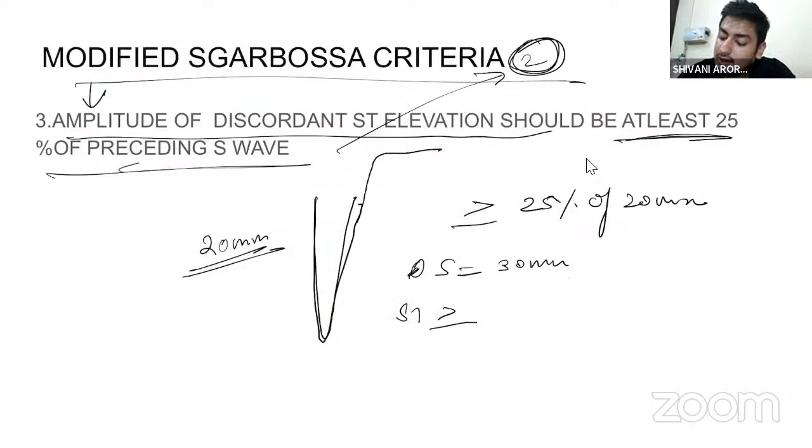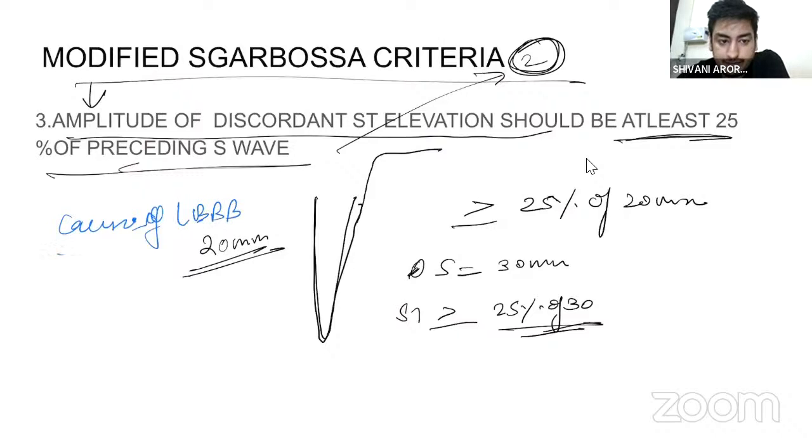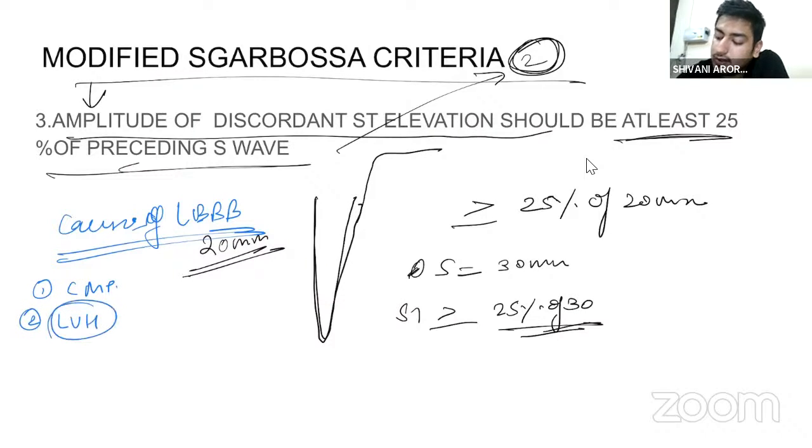Last point is what are the causes of left bundle branch block? One cause that I have told you is cardiomyopathy. Another one can be left ventricular hypertrophy. Another causes can be myocardial infarction, ischemia. These are some of the important causes of left bundle branch block.